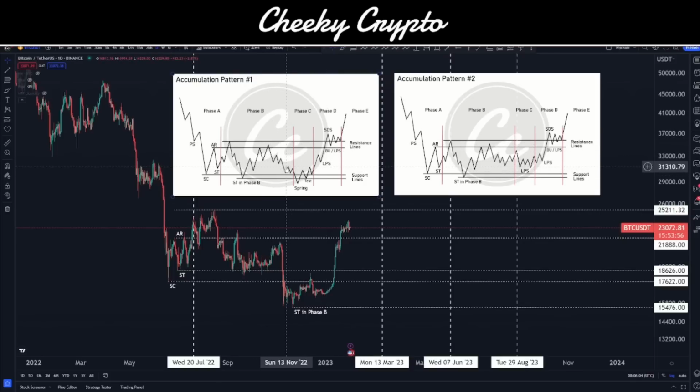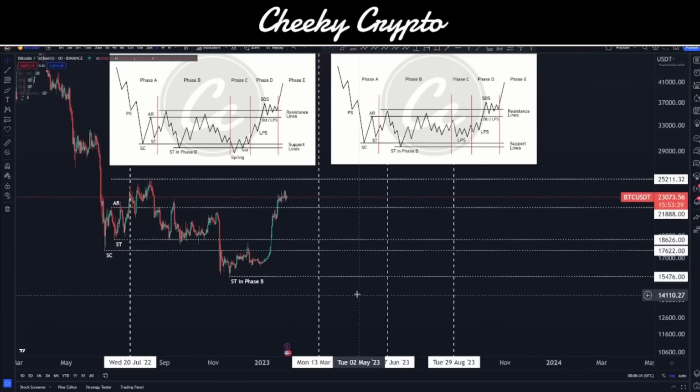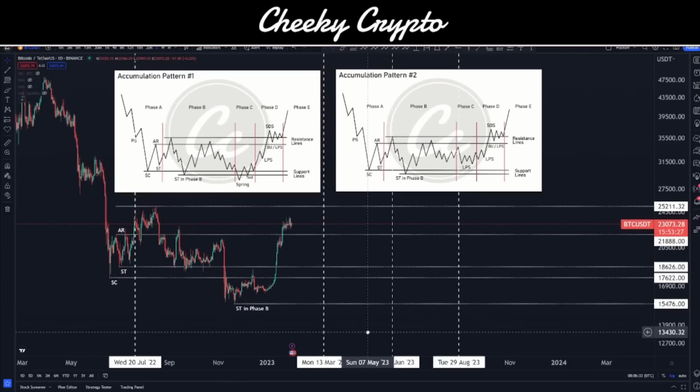And this is where it's going to be key as to whether or not we lose or keep the support level of the secondary test of phase A. This happens to be 18,626 USDT, okay, according to Binance. So we can see this dashed line just here. This is where we're looking to gravitate down towards. If we lose this level, then I'm expecting us to lose the selling climax and lose the secondary test of phase B and come down into a spring event down here in phase C. Okay, and that would be schematic number one.